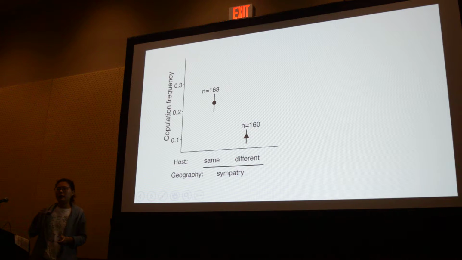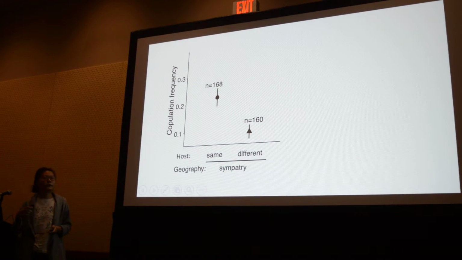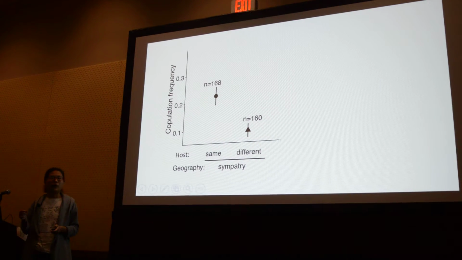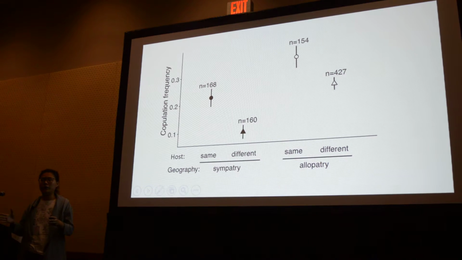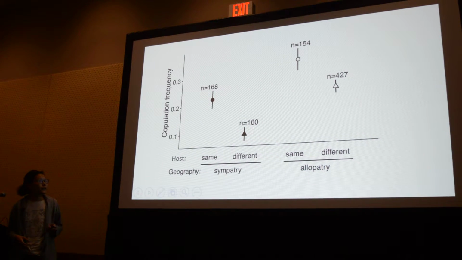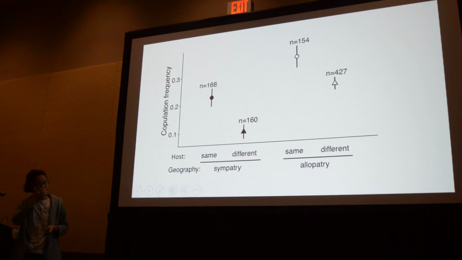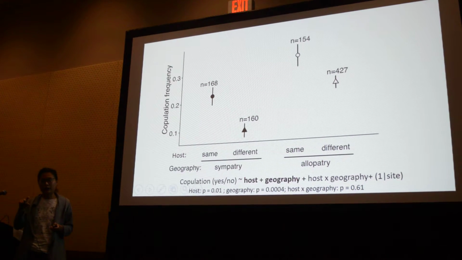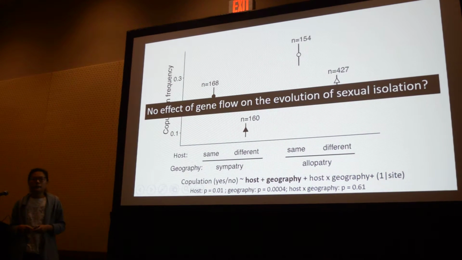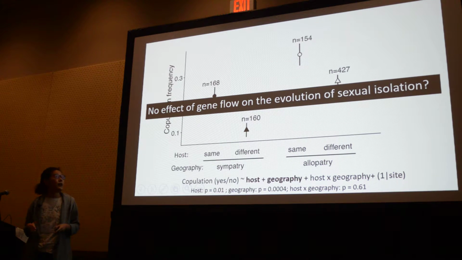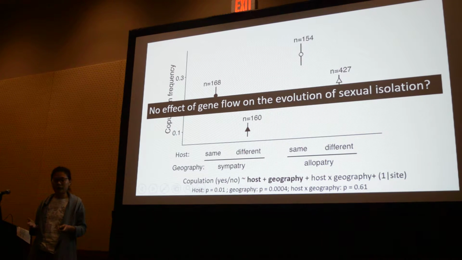To get a general pattern, consistent with the previous finding, we found copulation frequency is lower between individuals from different host plants. Once we extend this comparison to allopatric areas, the sexual isolation between different host plants remains. However, the degree of the difference is similar. Therefore, does this mean there's no effect of gene flow on the evolution of sexual isolation?